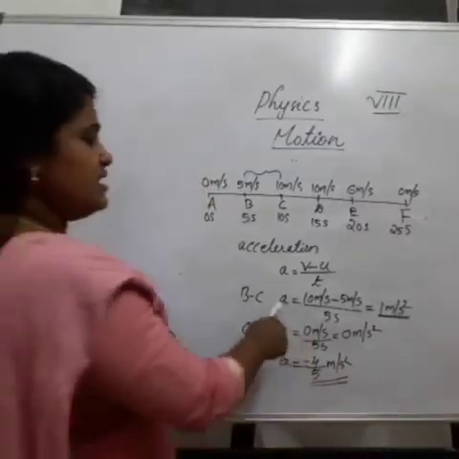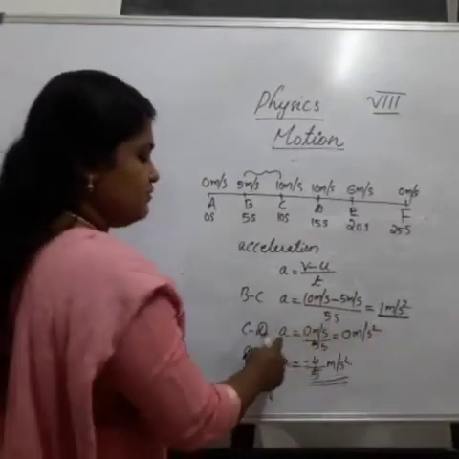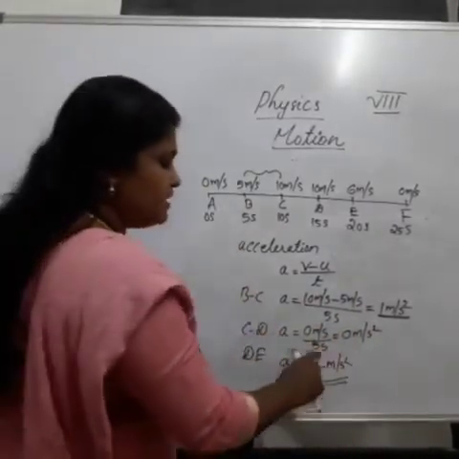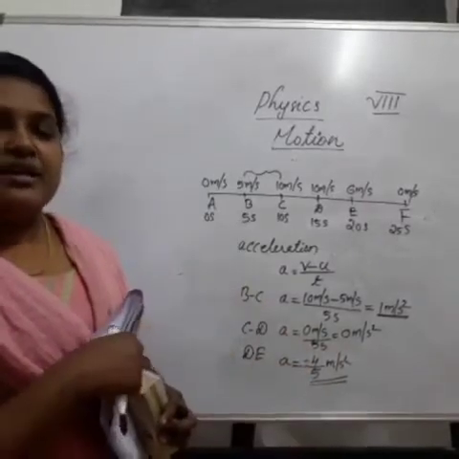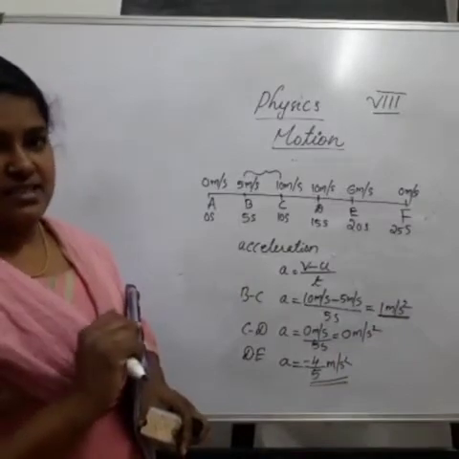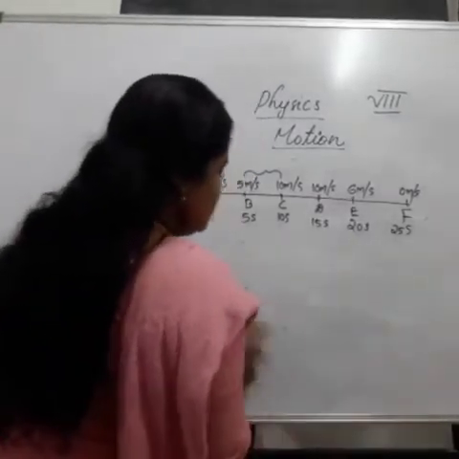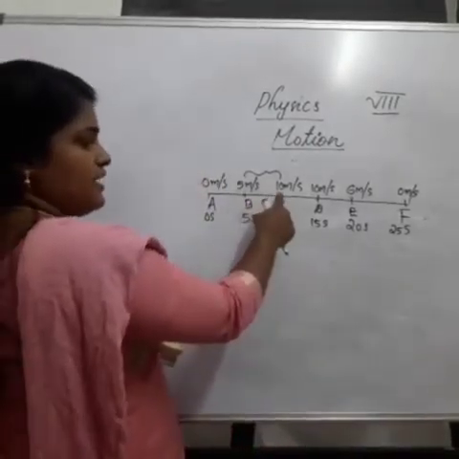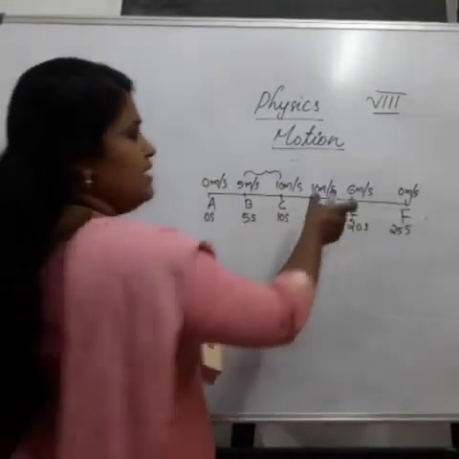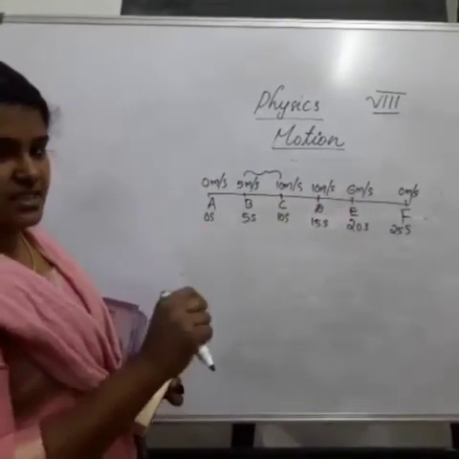So if the acceleration is a positive value, it is positive acceleration, and if it is 0, it is 0 acceleration. If the acceleration is a negative value, it is called retardation or negative acceleration. Here, if the velocity increases, it shows positive acceleration. If the velocity remains the same, it is 0 acceleration. If the velocity decreases, it is negative acceleration.